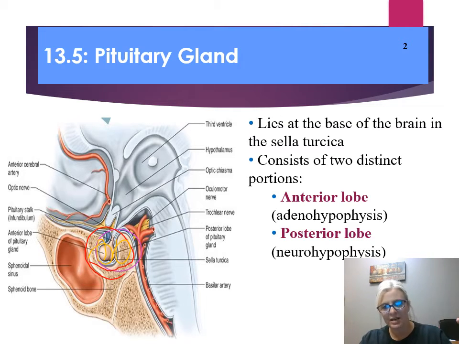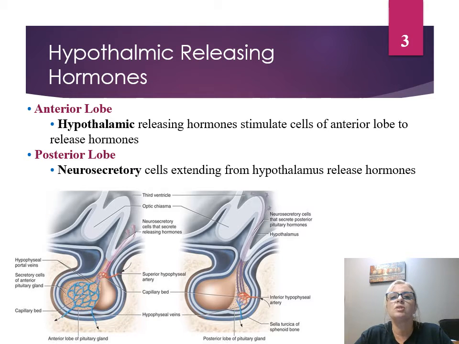And of course, we have some extra names here. Anterior lobe is also called the adenohypophysis, and the posterior lobe is called the neurohypophysis, but you will normally just hear me say anterior and posterior pituitary. We don't need to make it that complicated. But you do need to know that those mean the same things. So the anterior lobe secretes hormones like growth hormone, thyroid stimulating hormone, that's our TSH, follicle stimulating hormone, and prolactin.